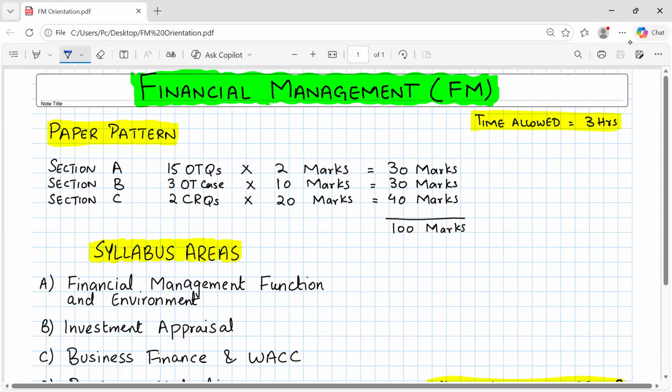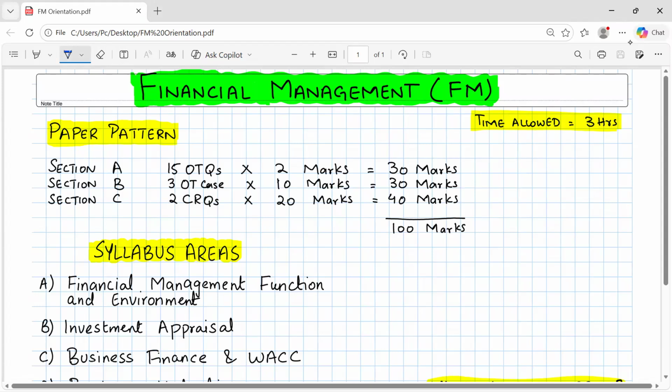In today's session, we are going to talk about the exam pattern of this ACCA FM. We will have a brief overview regarding the syllabus areas and we will discuss what are the features that we offer in our course, okay, in our course package. So let's start. First of all, I will talk about the exam pattern.